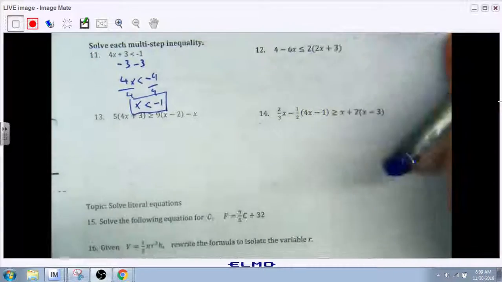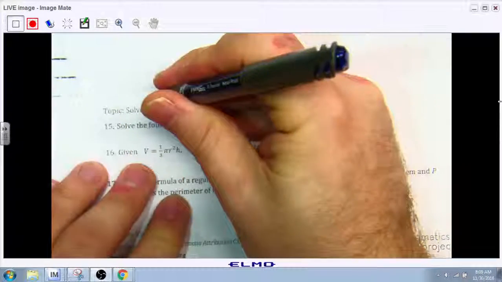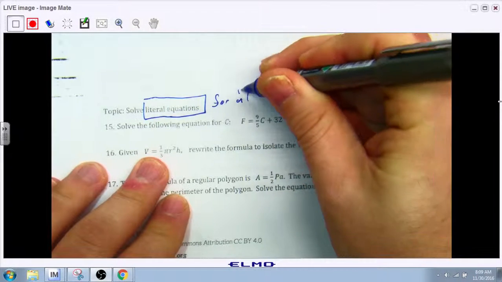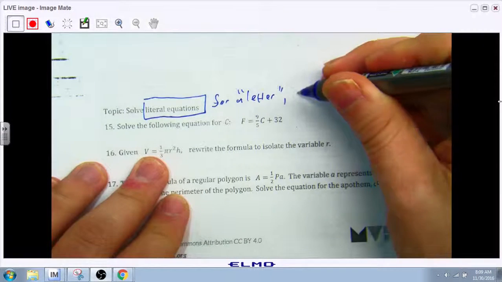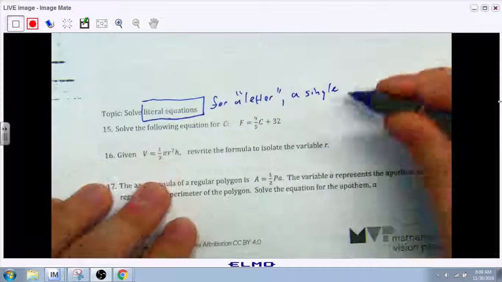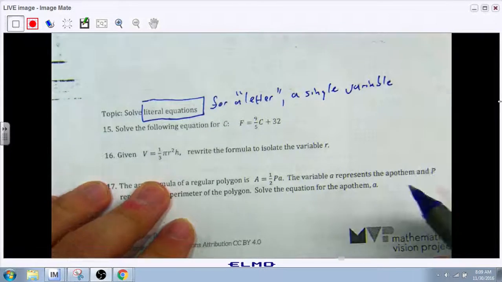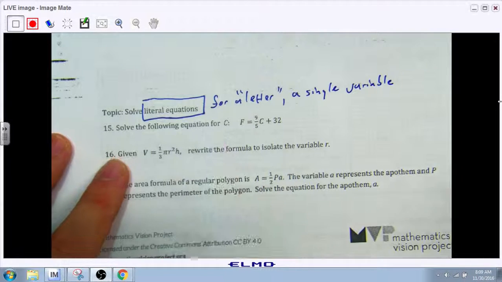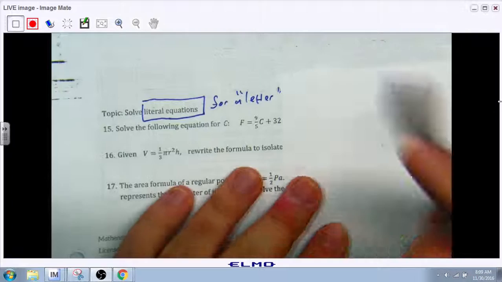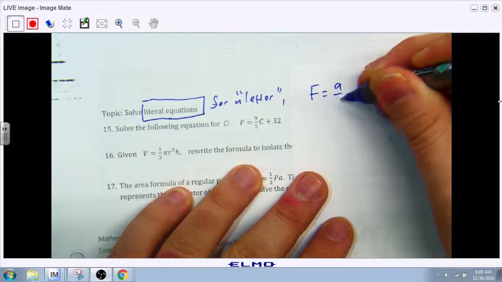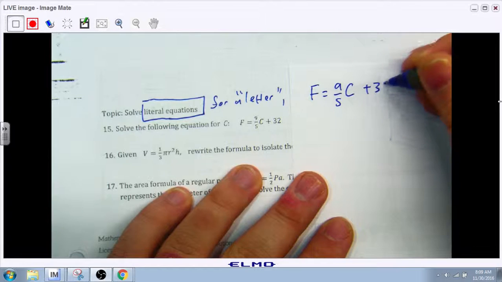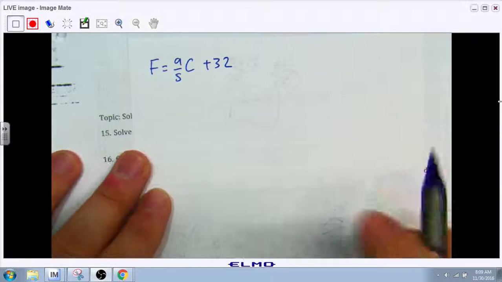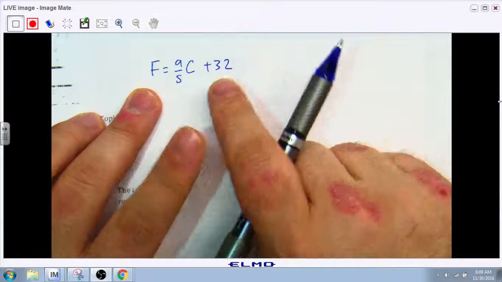And then finally, I'll go down to these ones where it's asking us to solve literal equations. And remember, literal equations means that we're trying to solve for a letter, which also means a single variable. So pretty much what that means is that we're trying to get this in terms of a certain variable. So what we have here, I'm going to rewrite it on this. We got F equals 9/5 of C plus 32. And this is the Celsius to Fahrenheit conversion. We want to be able to go from Fahrenheit to Celsius.